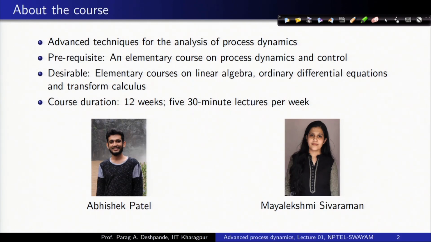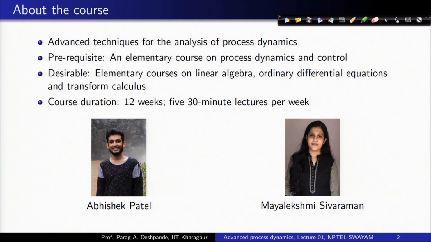The prerequisite for the course is an elementary course on process dynamics and control. The general UG curriculum of chemical engineering introduces the students to process dynamics and control, but the course also comes with different names such as process instrumentation and control or control engineering. We will be starting every topic with a mathematical technique, and then subsequently we will be taking an example from process industry. So, therefore, it would be highly desirable if you have at least one of the courses on linear algebra or ordinary differential equation and transform calculation.